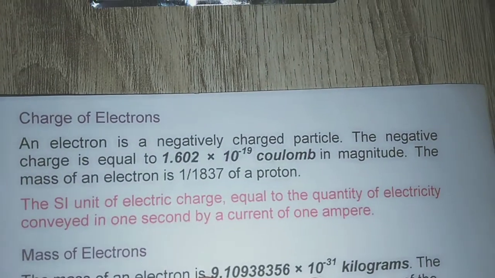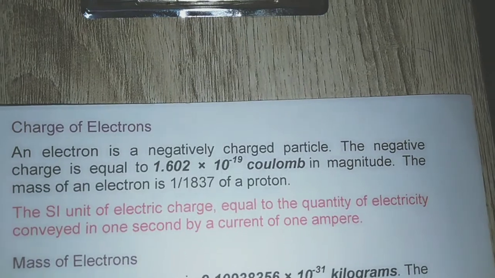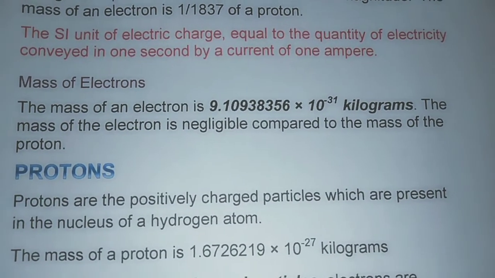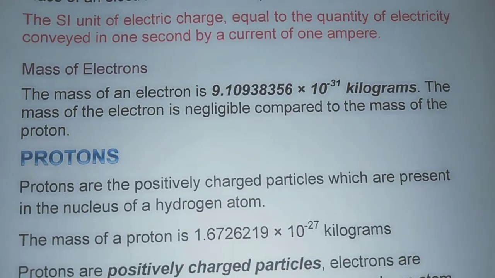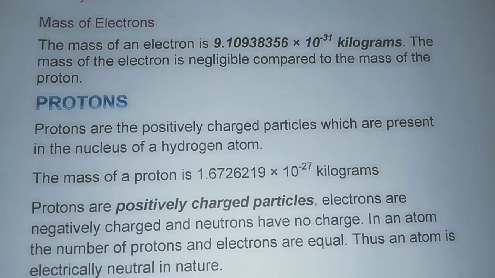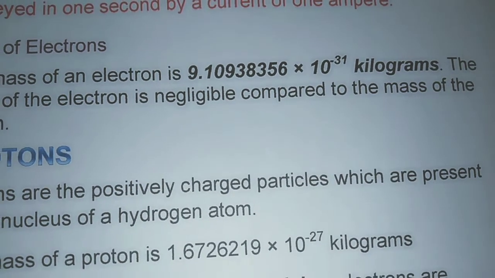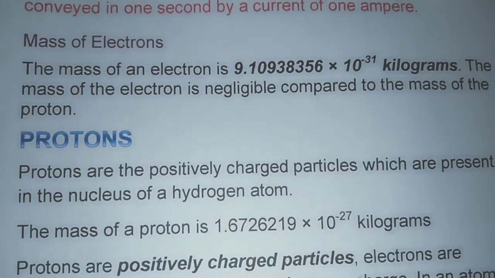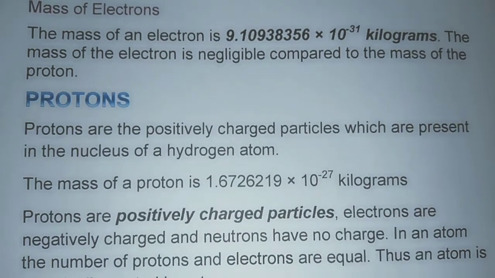The mass of an electron is 1 by 1837 of a proton. The SI unit of electric charge is the coulomb, equal to the quantity of electricity conveyed in 1 second by a current of one ampere. Mass of electron. The mass of an electron is 9.1093856 times 10 power minus 31 kilograms. The mass of the electron is negligible compared to the mass of the proton.